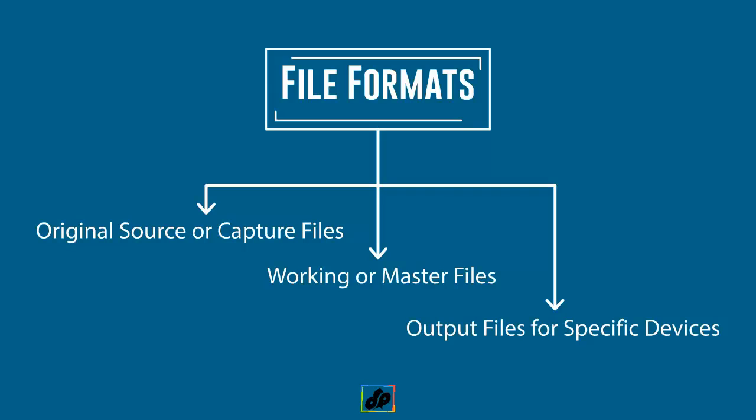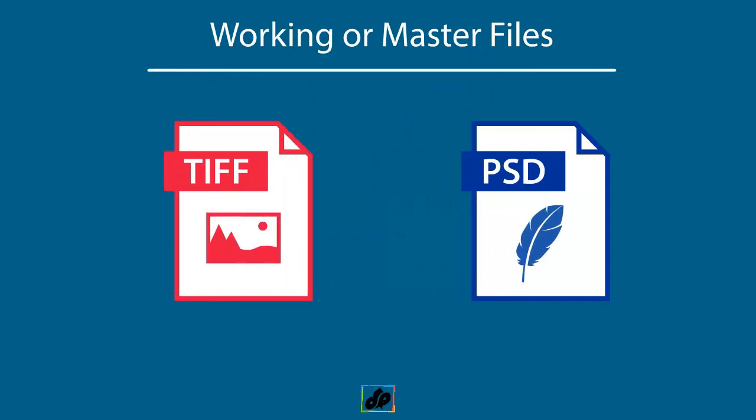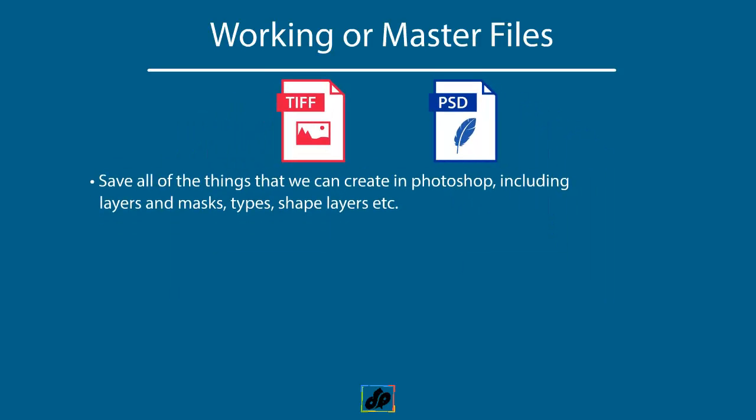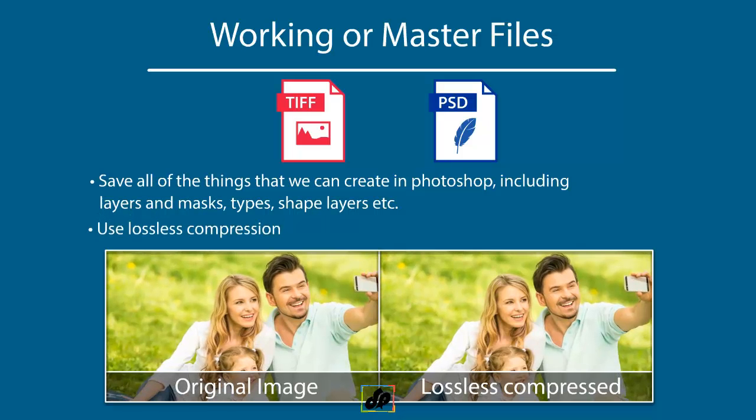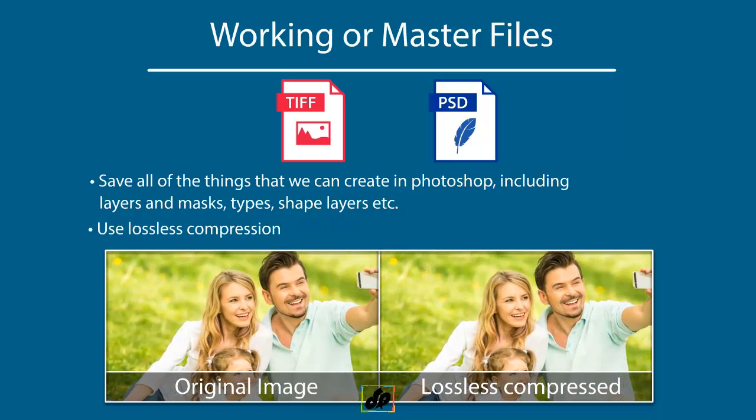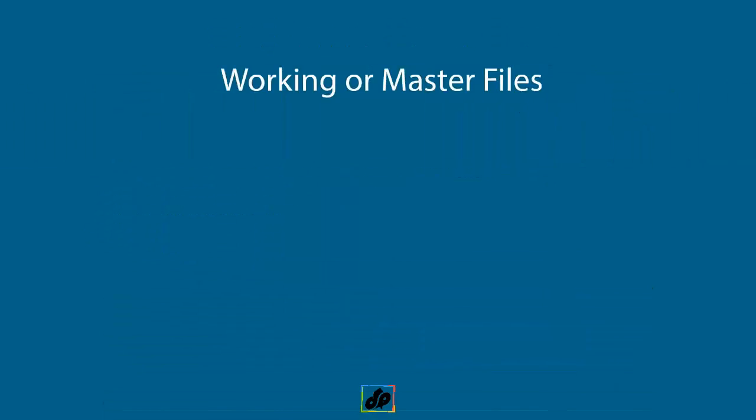The next group of file formats are used to save working files or master edited files. We can use either TIFF or PSD to save working files. The benefit of saving in either of these file formats is that they are both able to save all of the things that we can create in Photoshop, including layers and masks, type, shape layers, paths, smart objects, and more. Moreover, both formats use lossless compression, so the quality of the image is not compromised.